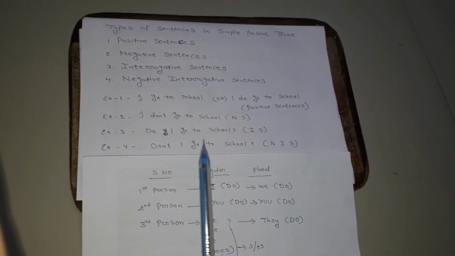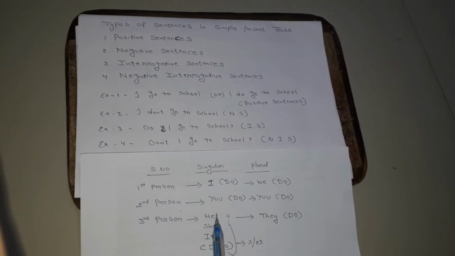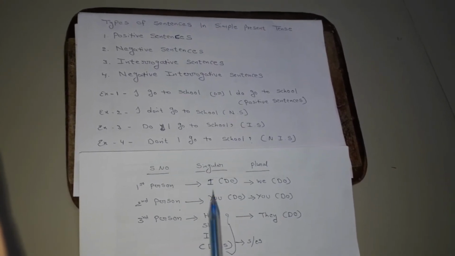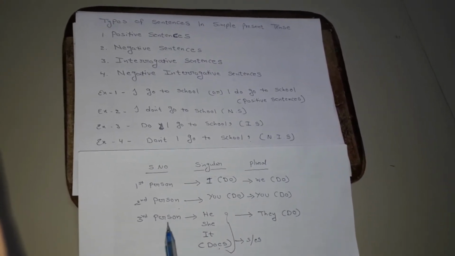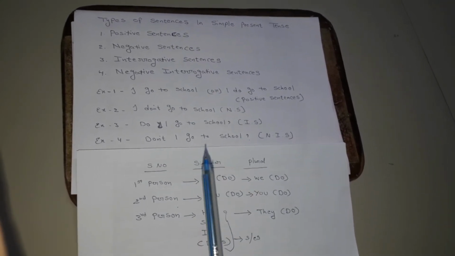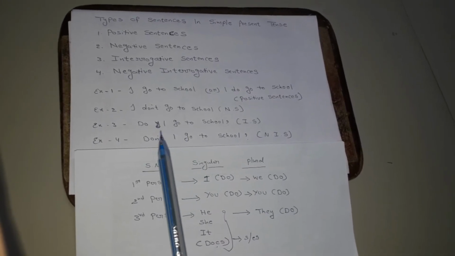Okay, so when we observe the third person singulars like he or she or it, what should I take before the subject? "Does". Because when we observe the third person singulars in interrogative sentences, we must take "does" before the subject.